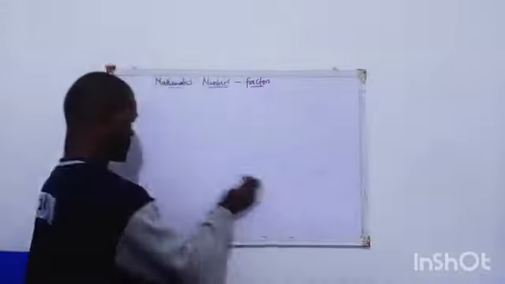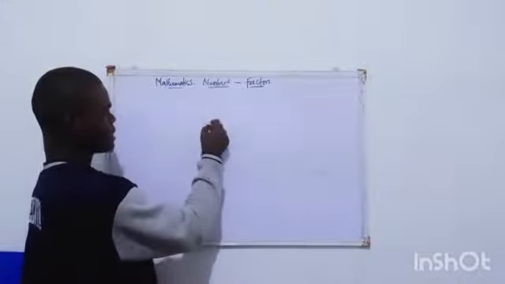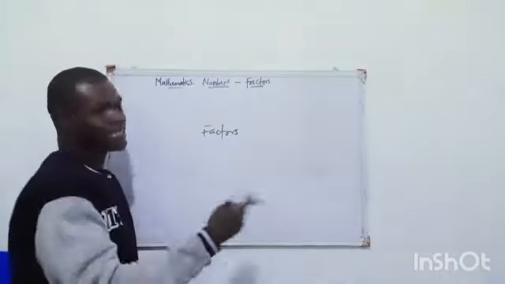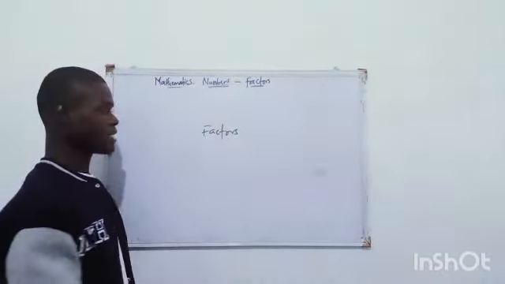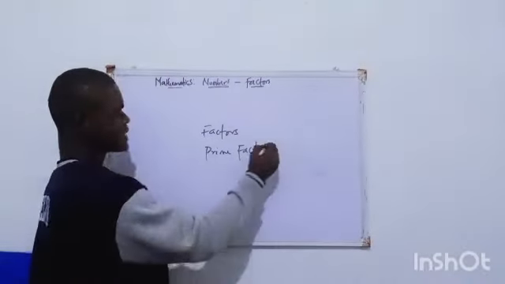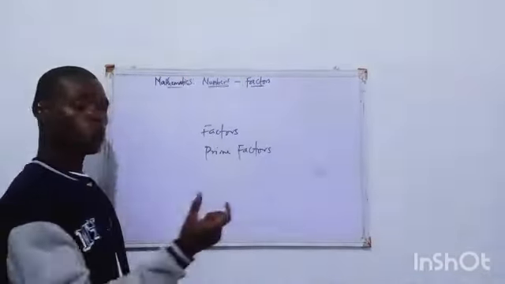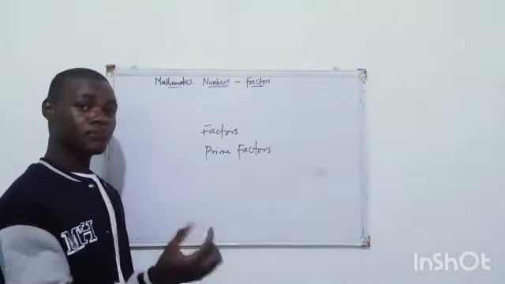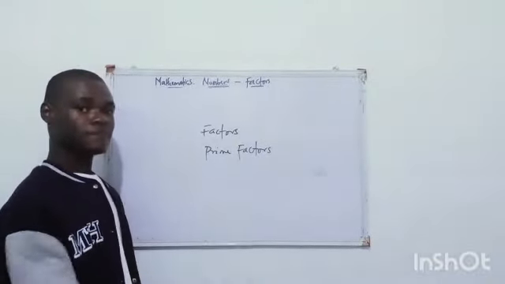Let's do a quick recap. Remember, factors are numbers that can divide another number exactly. Then you have prime factors. Out of all the numbers that can divide that number, the ones that are part of them that are prime numbers is what we call the prime factors.